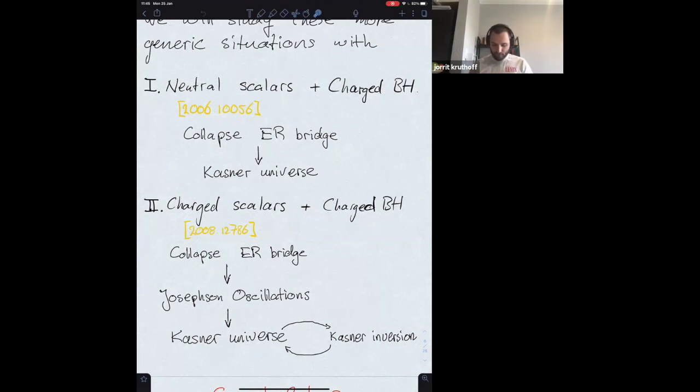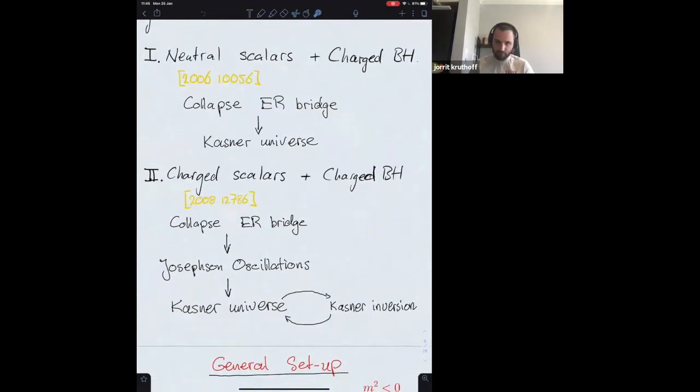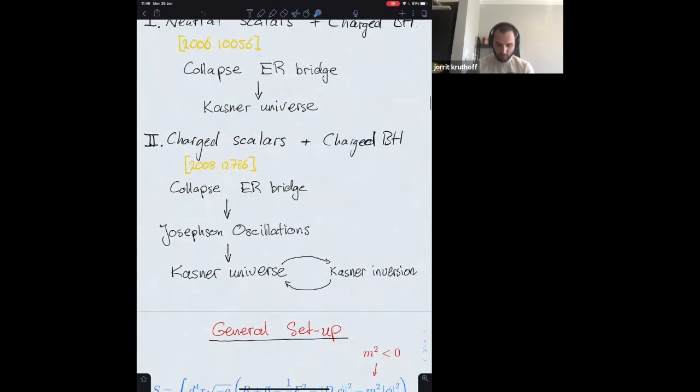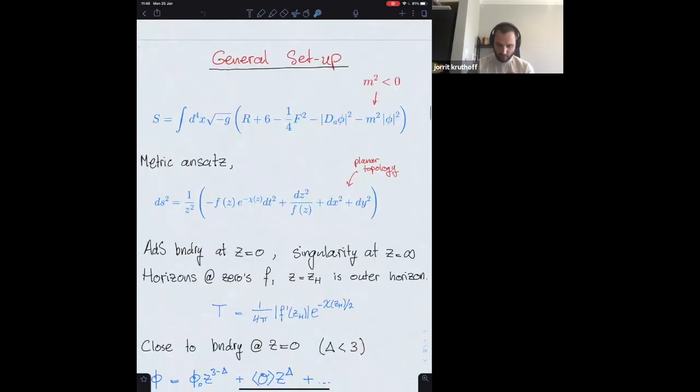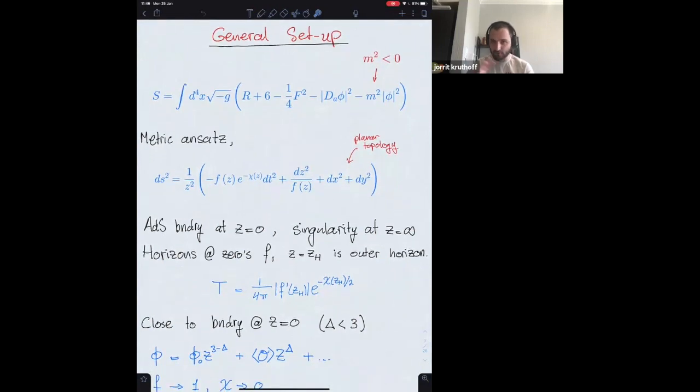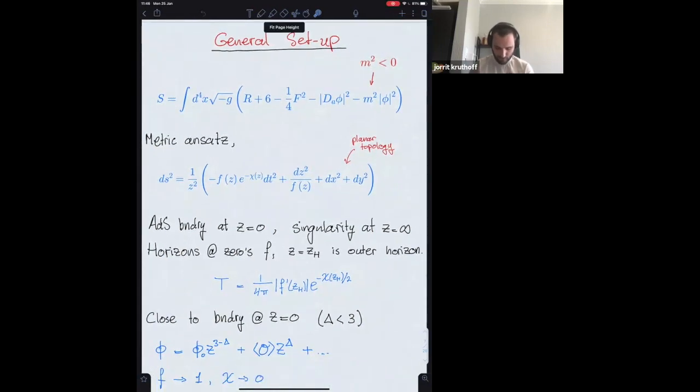And even in such a way that there can be many of these Kasner inversions, many transitions to different Kasner universes. And in that regime, we will even see some sort of fractal behavior that we find very surprising, very interesting, and that's something that I will discuss later. All right, let's get to the more general setup. Please interrupt if there's more questions.